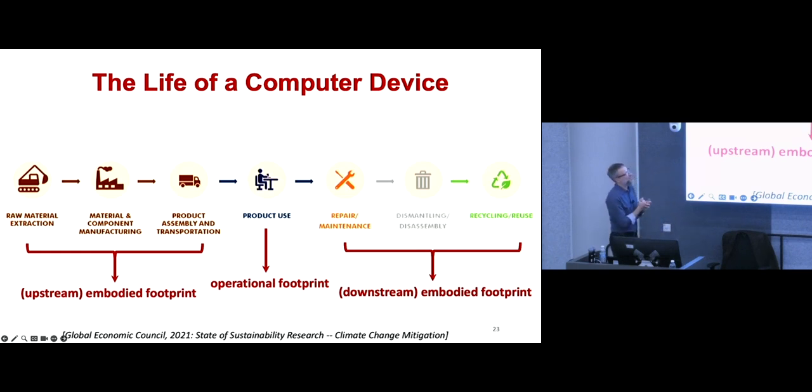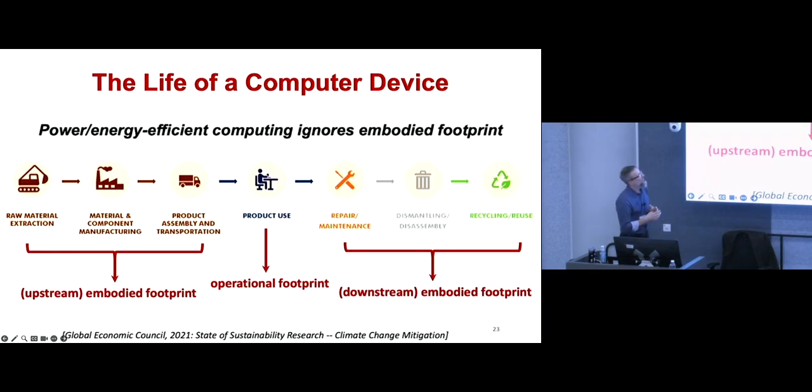Anna made a case for sustainable computing in the cloud. She was mostly focusing on the operational footprint. I would say we also need to account for the embodied footprint because it's important, as I will point out later as well. Power efficient or energy efficient computing basically ignores the embodied footprint, and if you want to reduce the total environmental footprint of computing, you have to consider both the operational side and the embodied side of it.